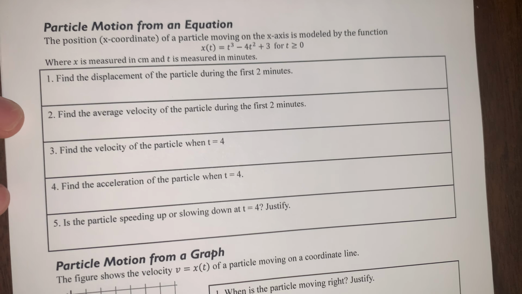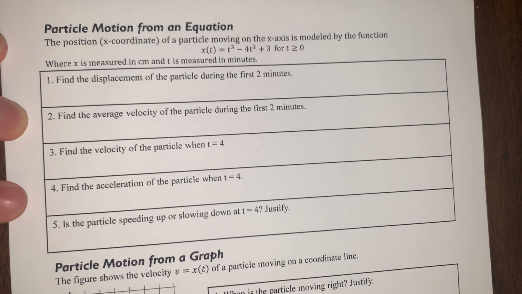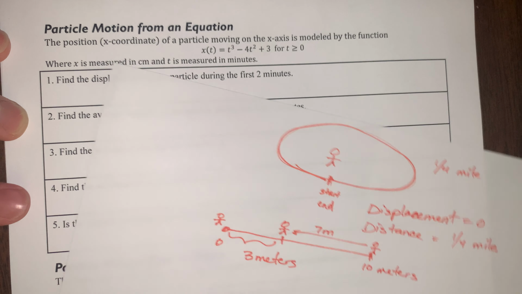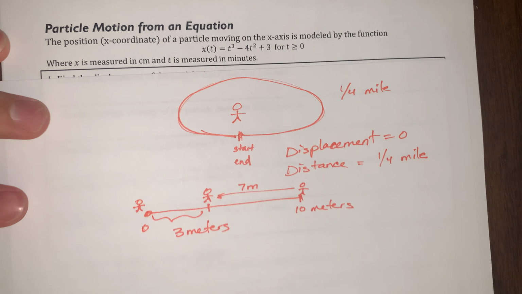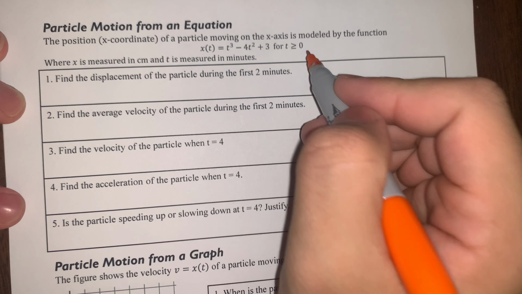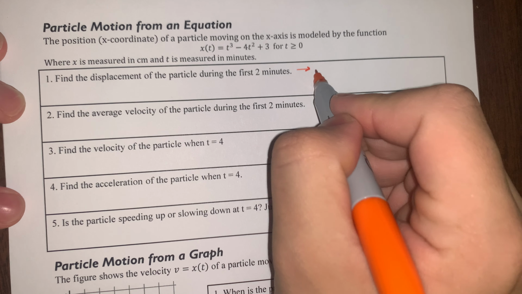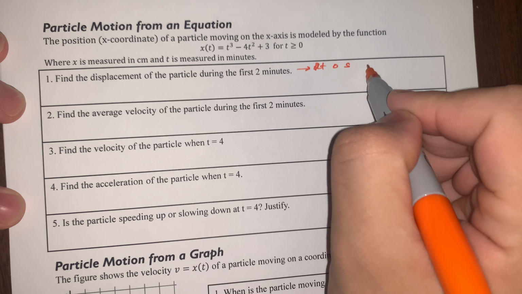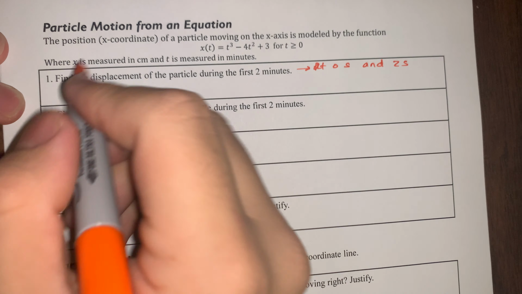So, my phone started moving there. Find the displacement of the particle during the first 2 minutes. When we're talking about displacement, we only care about the start position and the end position, and we're just going to subtract those two. Like over here, we only cared about where it was located at this time and at that time, take the difference, and that's our displacement. We don't care about anything that happened in between. So after 2 minutes, we're just going to look at what happened at 0 and at 2. So let's just plug it in.